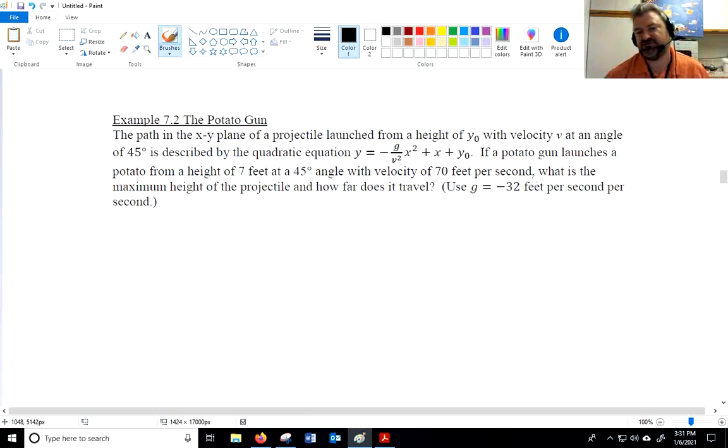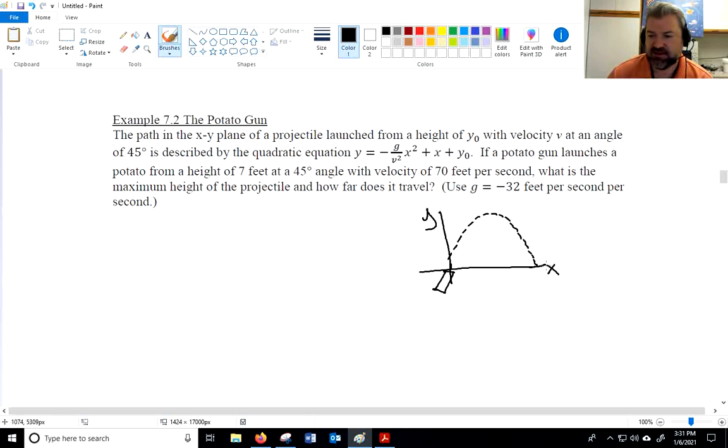So this is a different situation than the last problem, because now we're literally looking at x as a horizontal distance from where the potato is fired, and y as a vertical height. And this potato looks like it's actually going to start at a height of 7 feet. So it's going to go something like this. It's going to reach a maximum height, which is a y coordinate, and then it will reach a maximum distance, which will be an x coordinate.